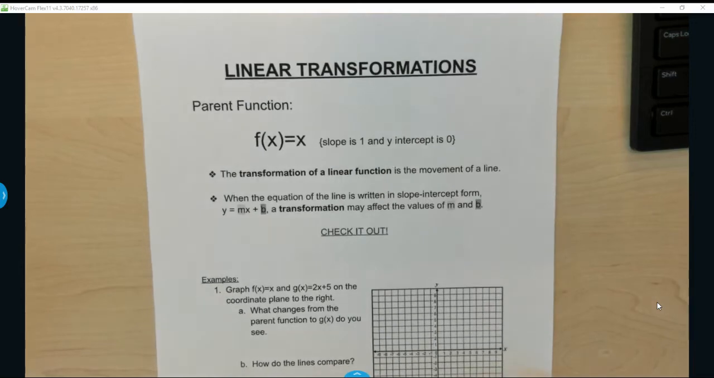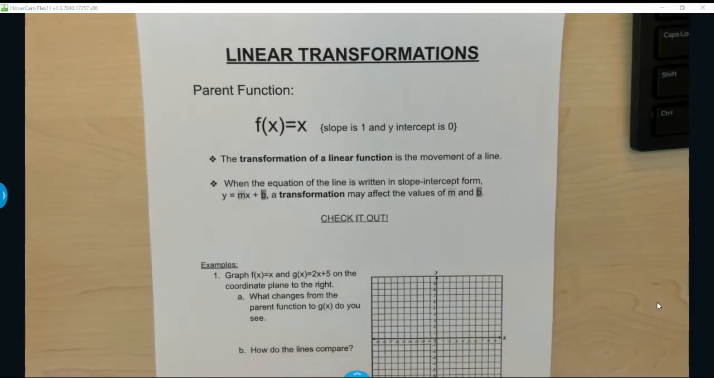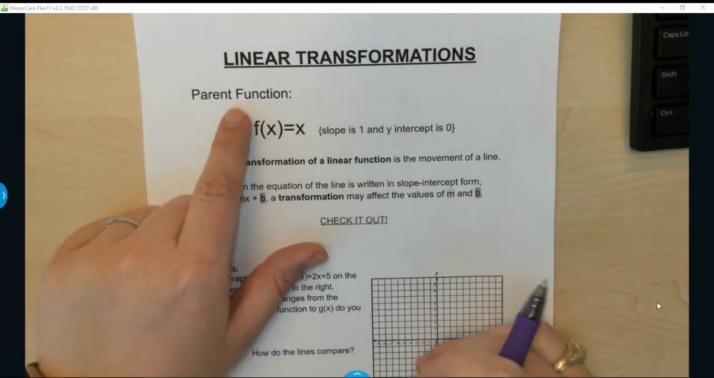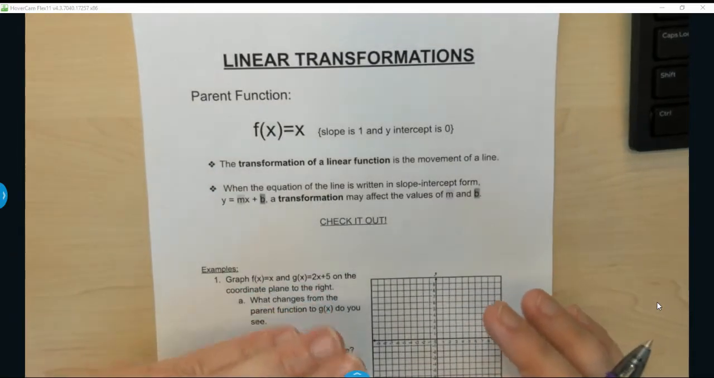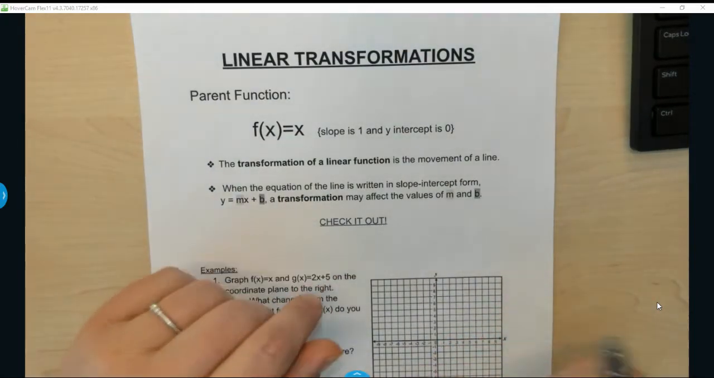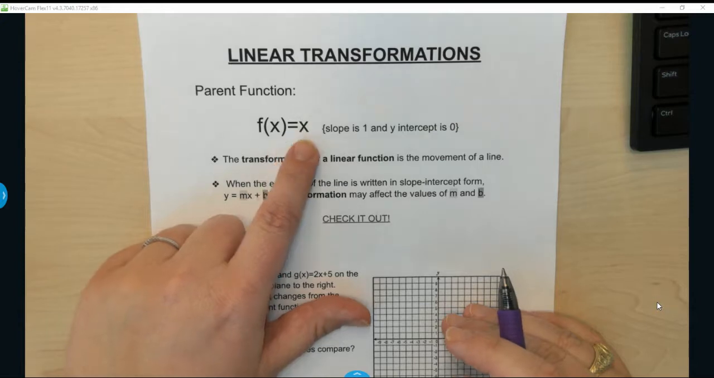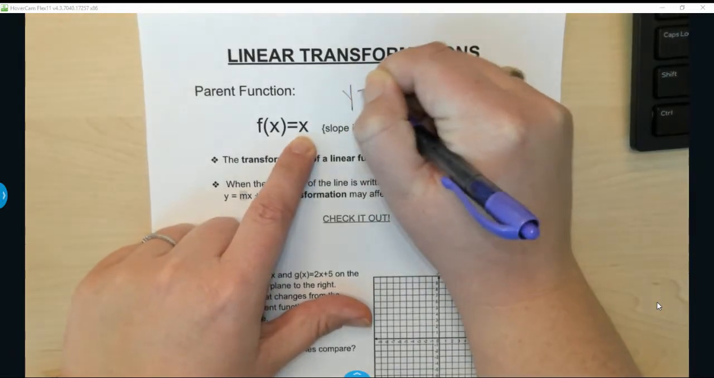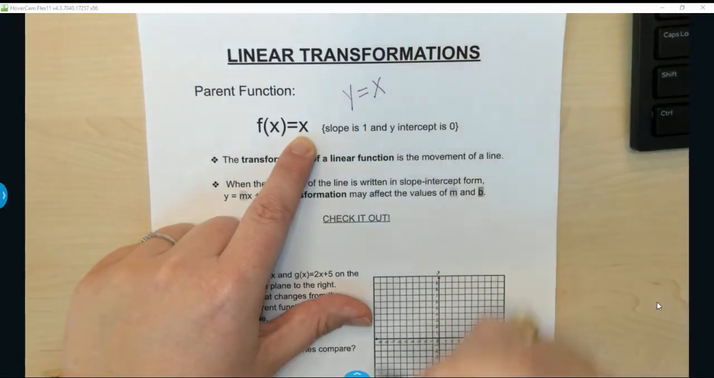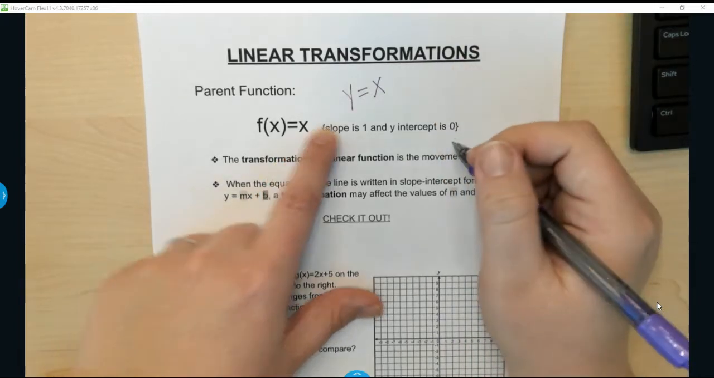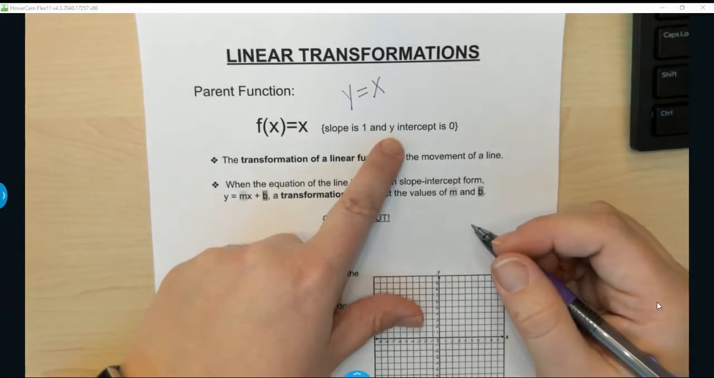We'll be looking at linear transformations. When we think of lines, the parent function, or the most general equation for this function, is f of x equals x. We all know that is the exact same thing as y equals x, meaning our slope is 1 and the y-intercept is 0.